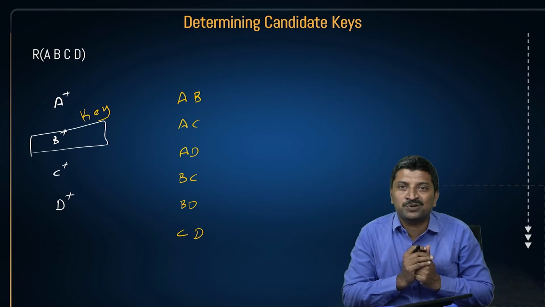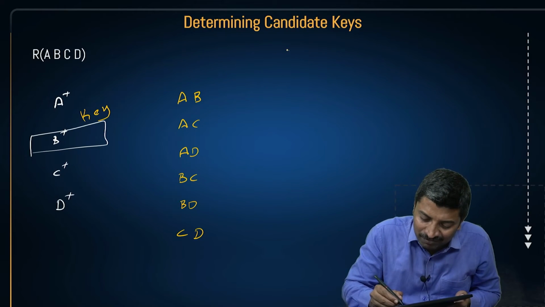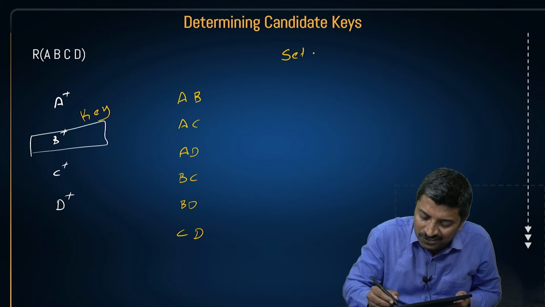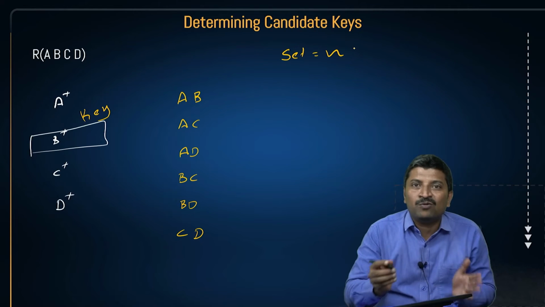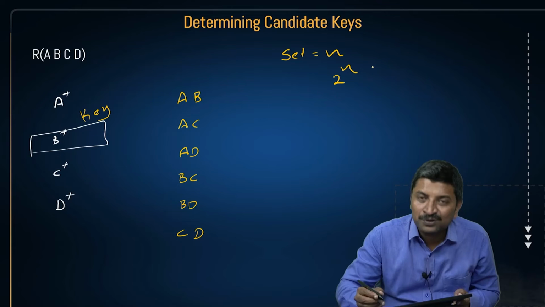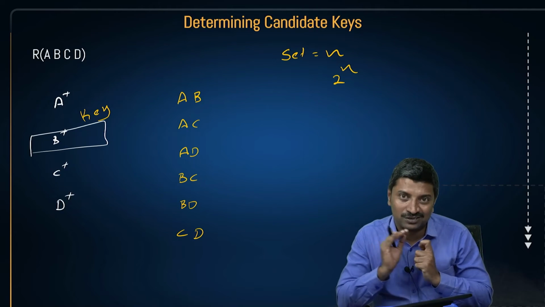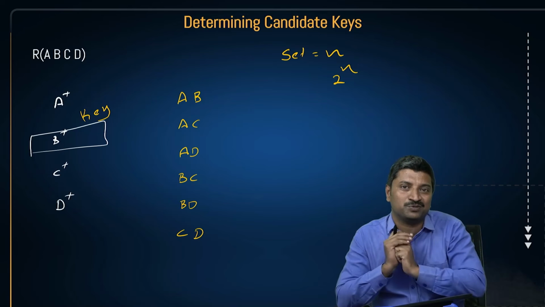If I continue this procedure, how many values do we need to find, sir? For example, if my set has n elements, what is the number of possible subsets, sir? It is 2 power n. So it is a very big task. So let me give some shortcut to avoid some subsets.